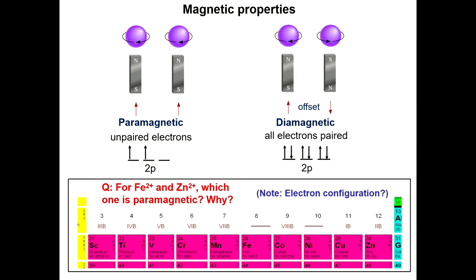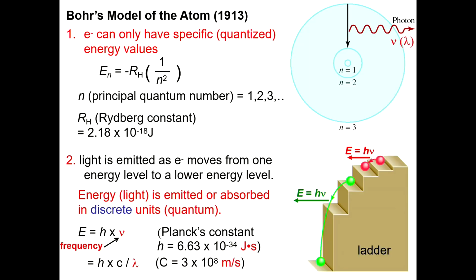So which one is paramagnetic? Yes, because for this one, it has unpaired electrons. But for zinc, it doesn't have unpaired electrons. So the iron is paramagnetic. Okay.